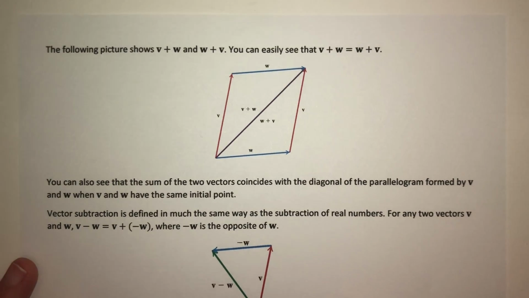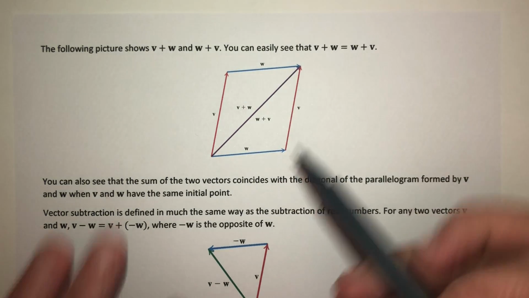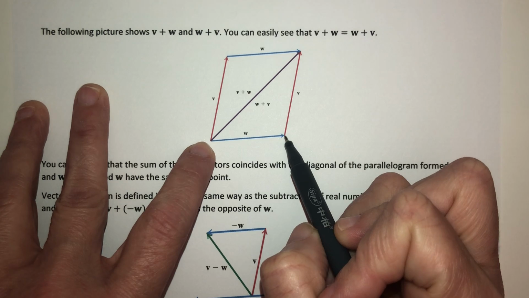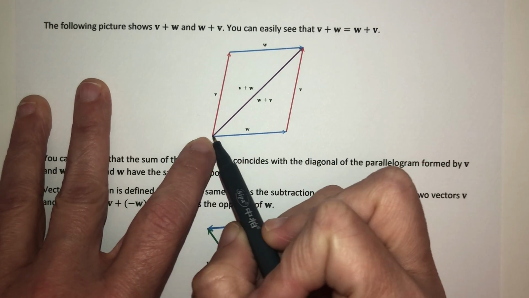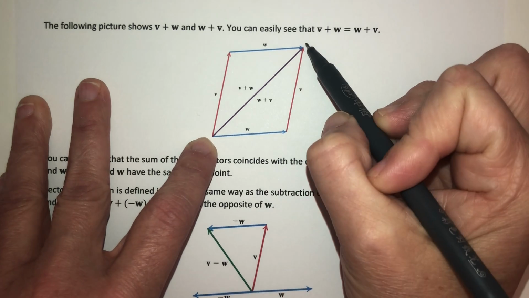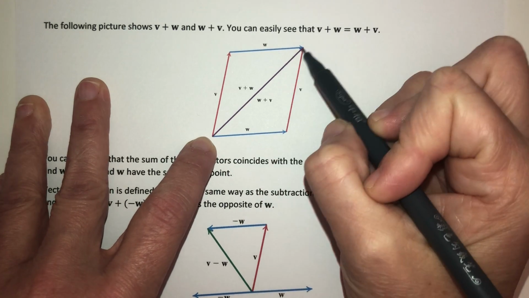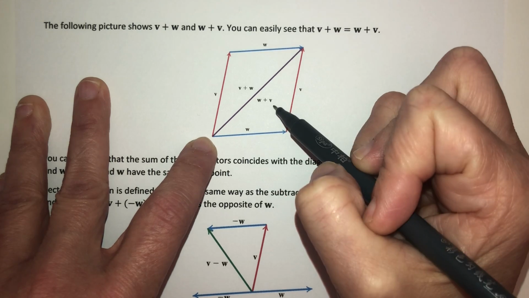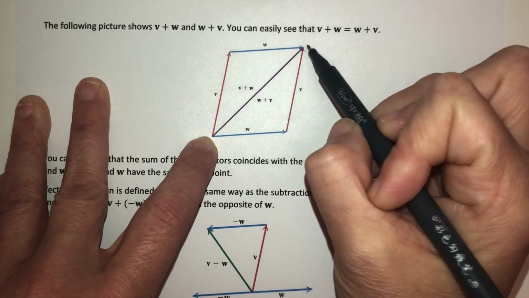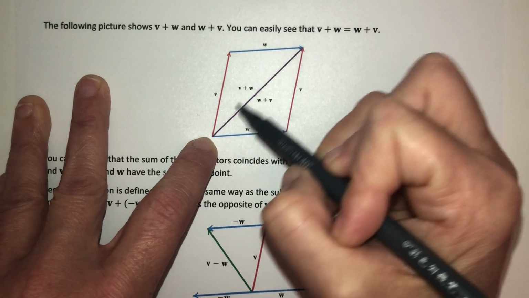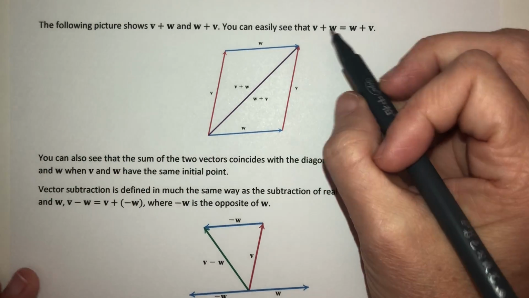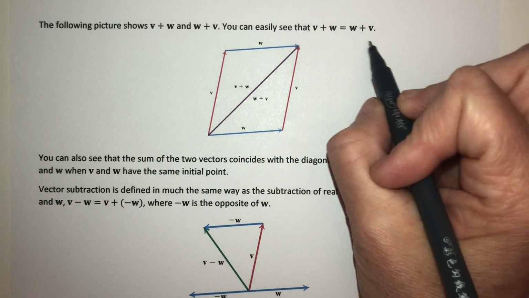All right, so here I have a picture, and this is similar to what we had before. If I have w plus v, then I have the initial point of w here, and I place the vector v at the terminal point, and I go to here, which gives me this vector. This would be w plus v. Whereas if I do v plus w, I go up first and then over, and I end up with the same resultant vector. So this tells me that vector addition is commutative.